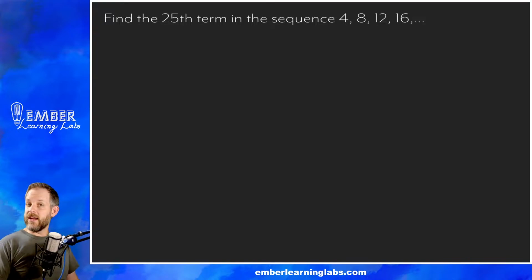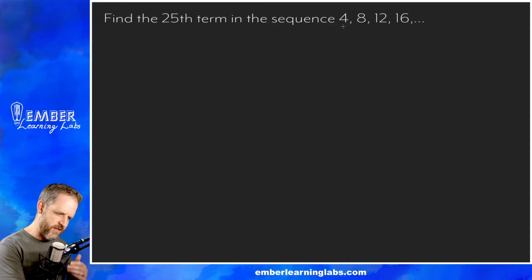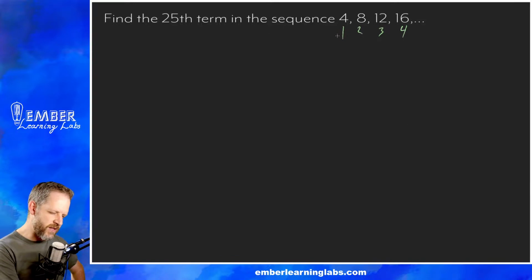So we're going to jump in with an example just like we do very often. We're going to find the 25th term in the sequence 4, 8, 12, 16. Now the brute force sort of way to solve this would be, okay, this is the first term, this is the second term, this is the third, this is the fourth. So let's see, we're doing 4, 8, 12, 16.